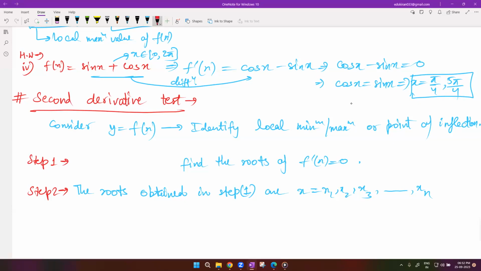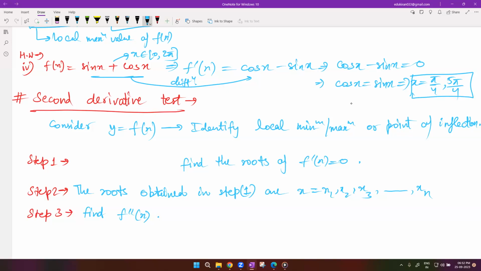Then we will take these roots and put them in the second derivative of this function. What does that mean? In the first step, we differentiated this function once. Now we will differentiate this again. So find f double dash x. You find f double dash x.